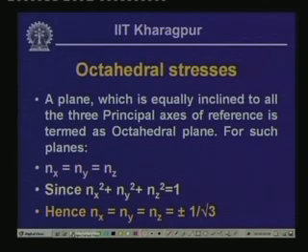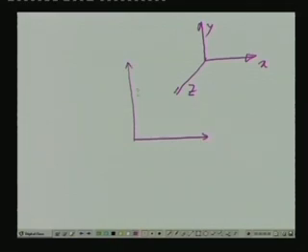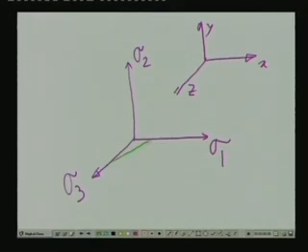Now, if we look into the reference plane, normally we represent the stresses in terms of the rectangular stress components, which are sigma x, sigma y, tau x y, with reference to the x, y and z reference axes. Now, instead of representing in x, y and z form, if we represent a reference axis system denoted by the principal stresses sigma 1, sigma 2 and sigma 3, then if we have a plane which is equally inclined to these three reference axes, this particular plane we call the octahedral plane.